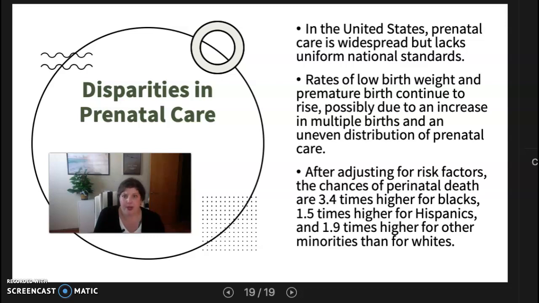So low birth weight and premature birth continue to rise. And they think that it's a factor of more multiple births. So if you're having twins or triplets or something like that, those babies tend to weigh less at birth than if you're just having one. And because we have more multiple births right now, that's why the low birth weight rates are higher.